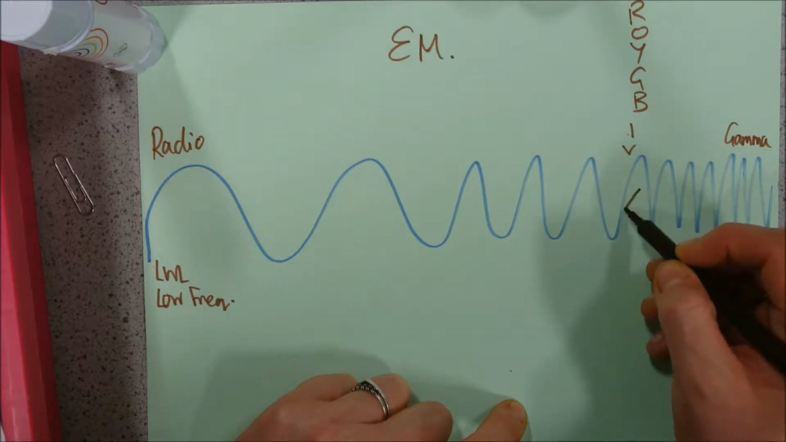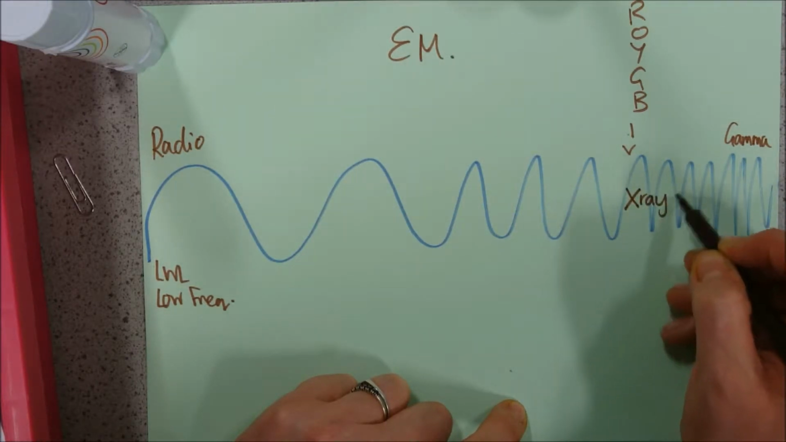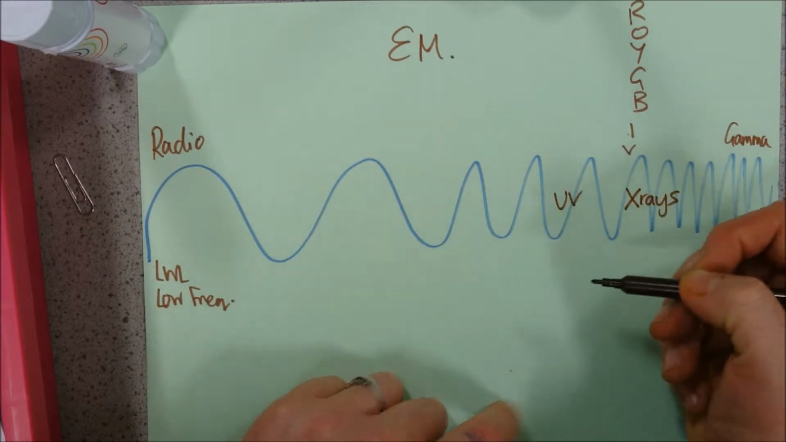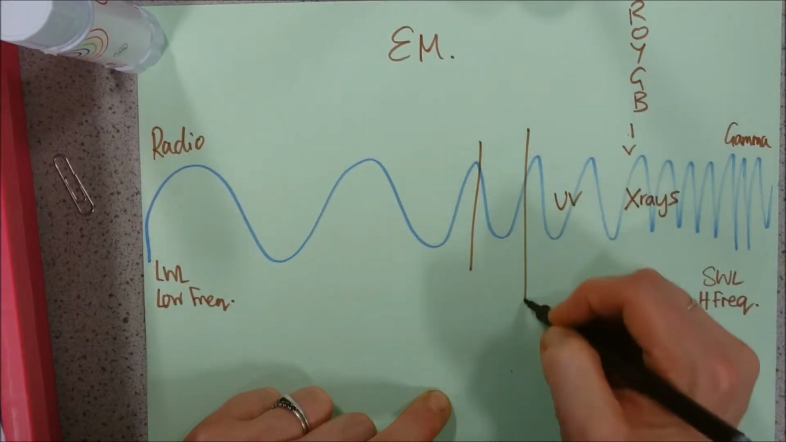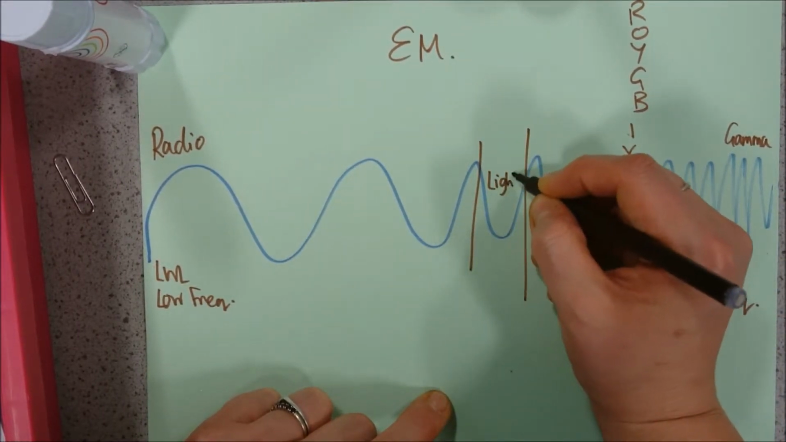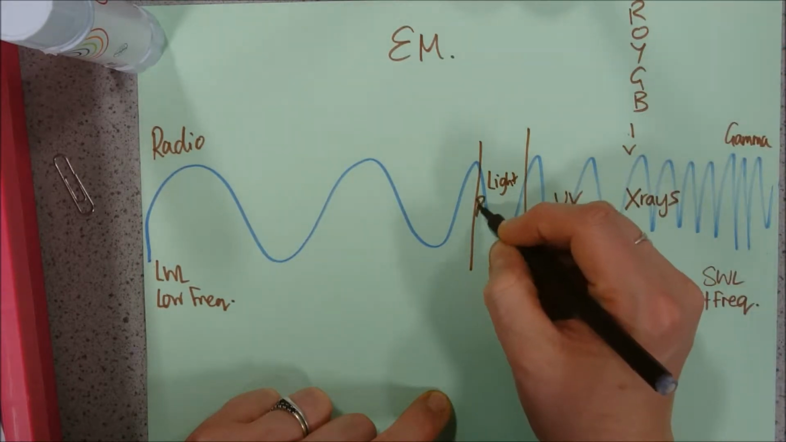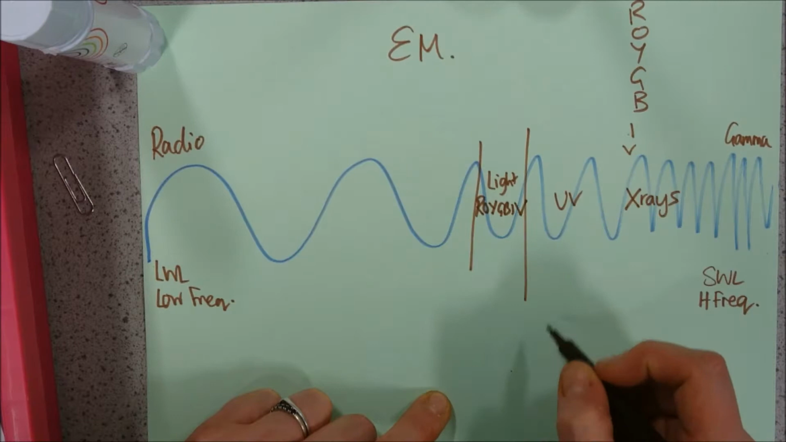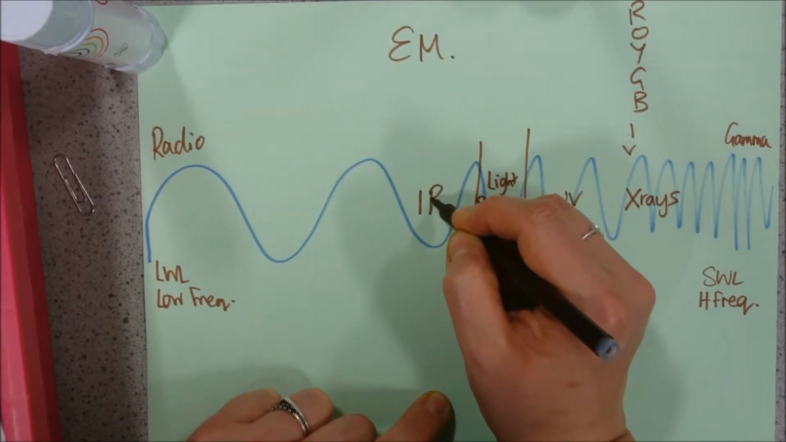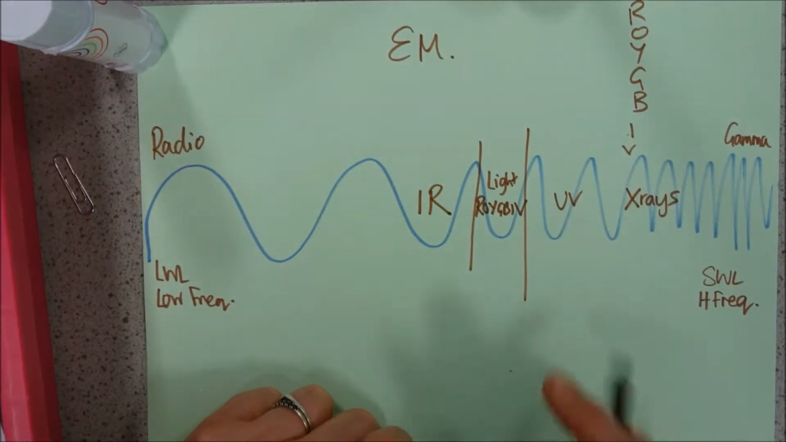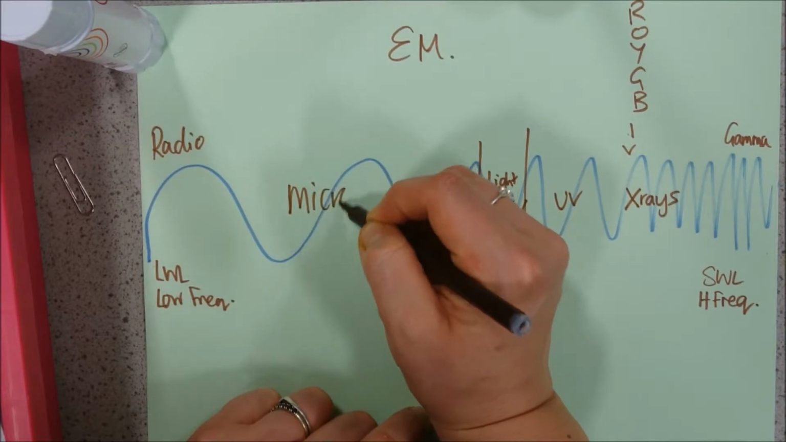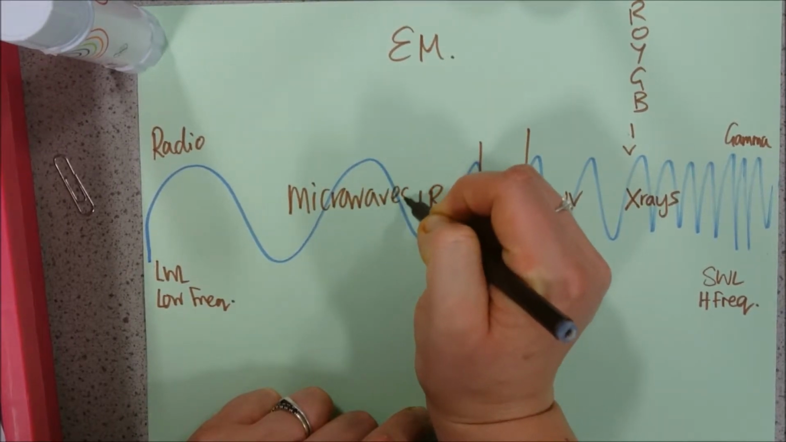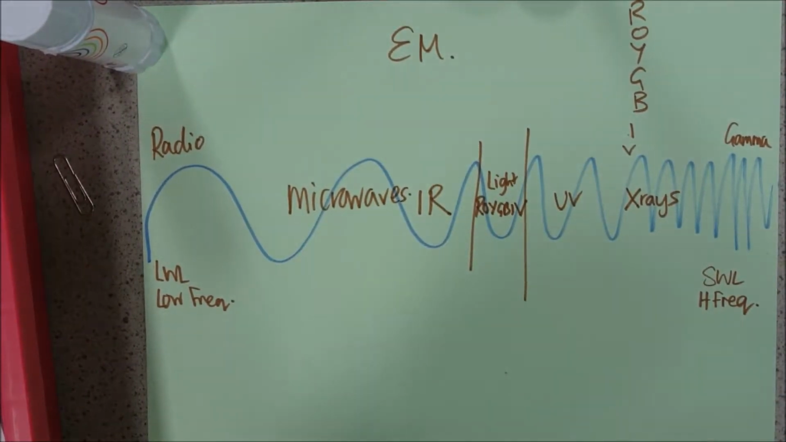And then we've got X-rays, ultraviolet rays. In the middle we have light, and in that we have red, orange, yellow, green, blue, indigo and violet. Then we have infrared, and then we have microwaves. And we need to know uses, dangers and features of all of these waves.